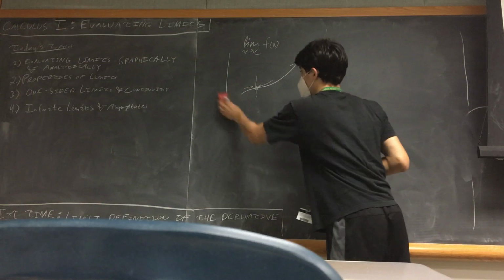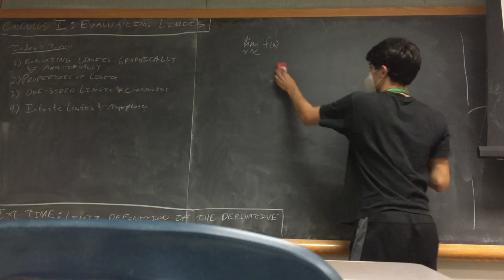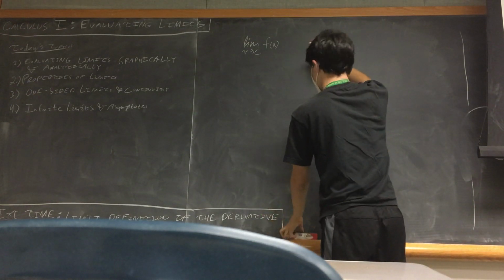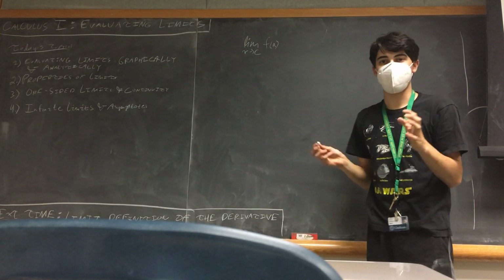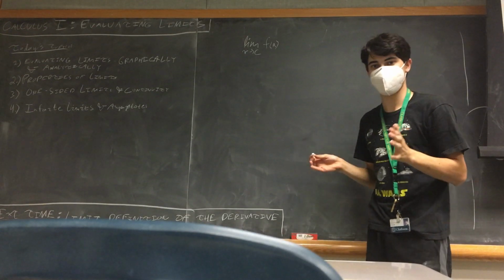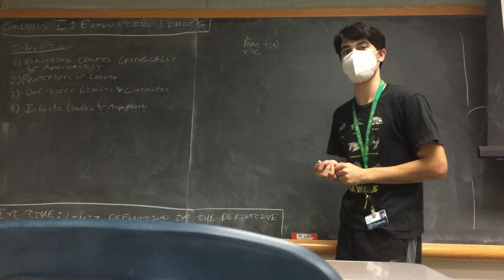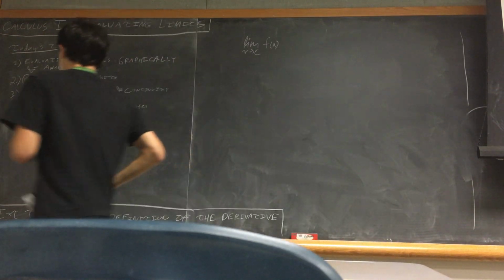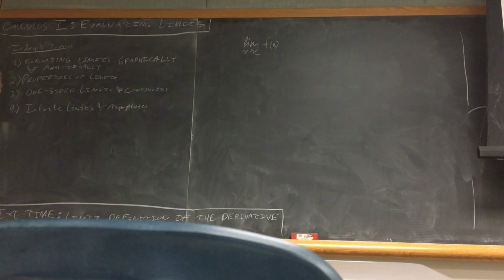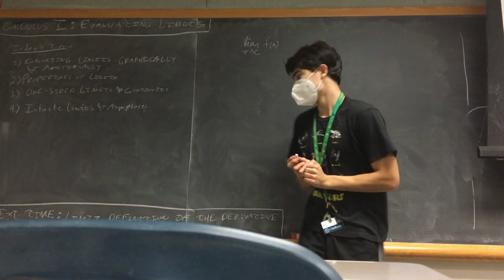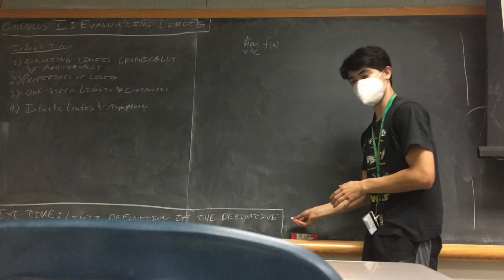So today, we'll be taking this knowledge, this idea of the limit, and we'll be applying it to various types of graphs and trying to solve for their limits. So today, we will be evaluating limits graphically and analytically. We will talk about properties of limits, one-sided limits and continuity, and infinite limits and asymptotes. And then next week, we will start covering the limit definition of the derivative.